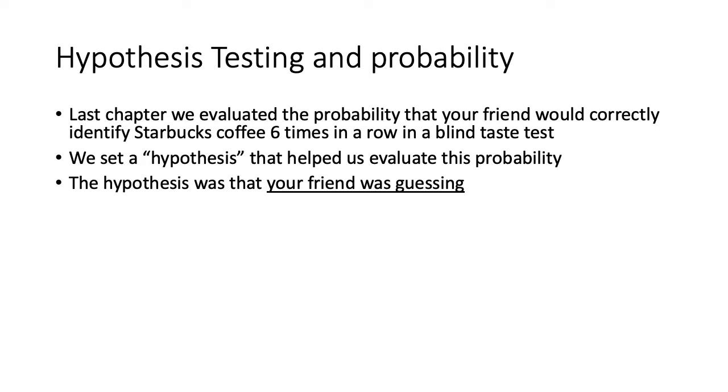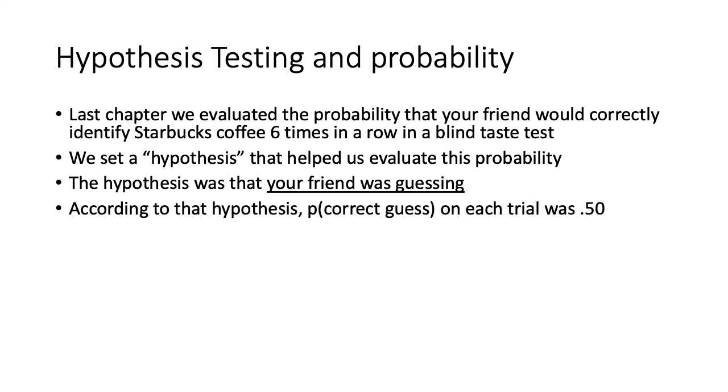To make this a binomial experiment, we set P, the probability of a single guess being correct, to be 0.5. The reason to do that is because that represents a guess. If our friend was truly guessing, then it would be a coin flip. His or her ability to get the coffee correct would just be akin to flipping a coin.